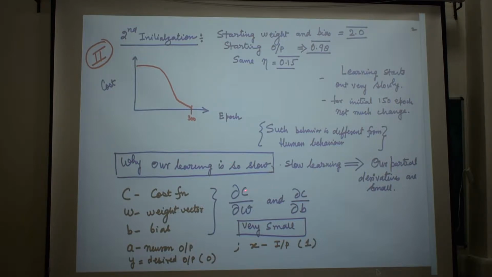So what you wanted to do is differentiate your cost function with respect to weight and with respect to your bias, and here they come out to be very small. For any cost function, if you differentiate with respect to your weight and the values become small, it essentially means that learning is not going to happen fast, because this is the thing that goes into your weight vector update.